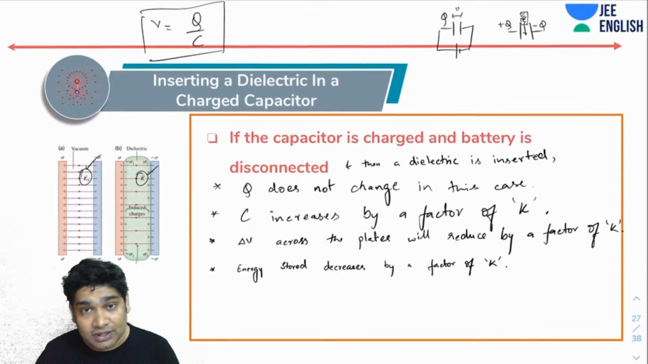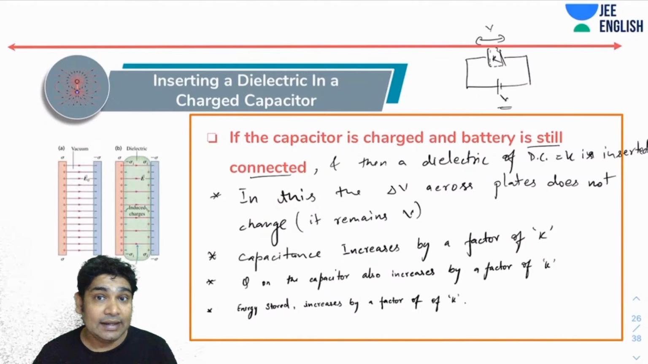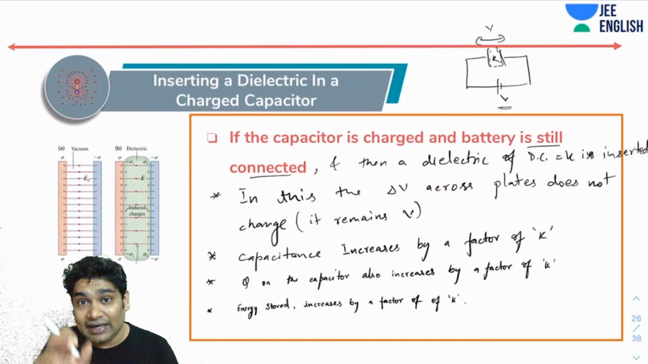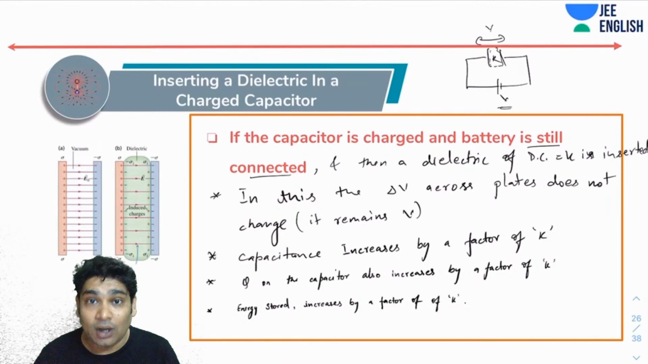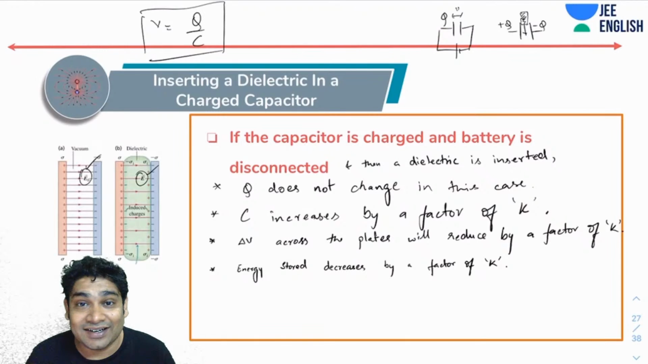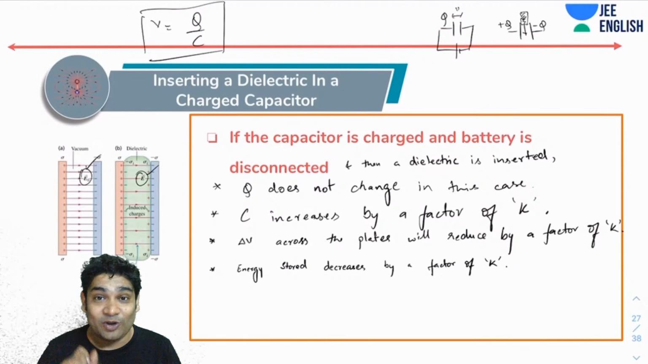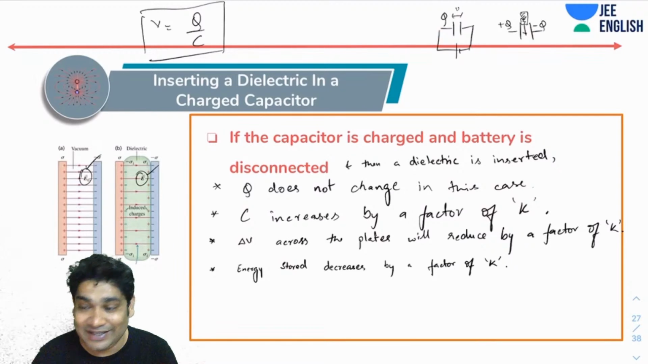These two situations are very commonly asked: a capacitor was charged and then it was still connected to a battery and then a dielectric is inserted, or it was disconnected from a battery and then a dielectric is inserted, and how are things changing. Trust me, this is very, very important for your school examinations, also for your boards, for your mains.